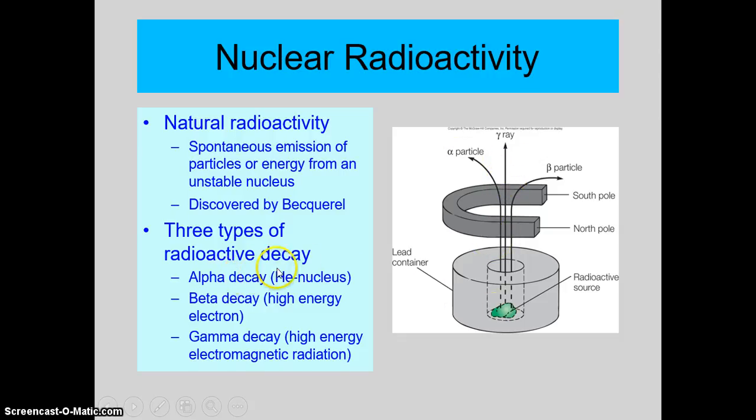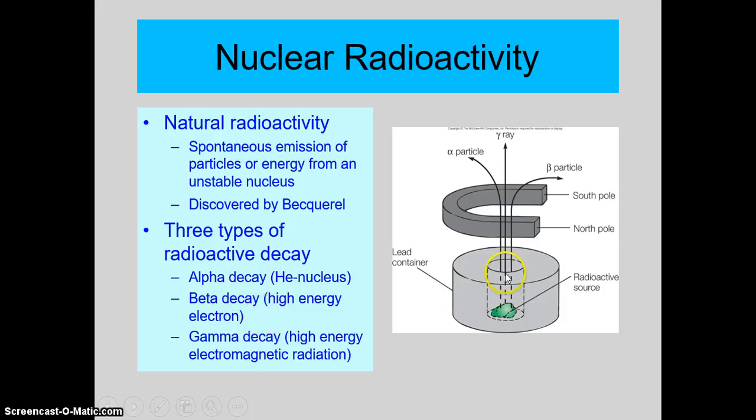The alpha particle is a helium nucleus. It's basically the helium atom stripped of its two electrons. And that's coming from the nucleus itself. That's not some helium that happened to be around or something like that.